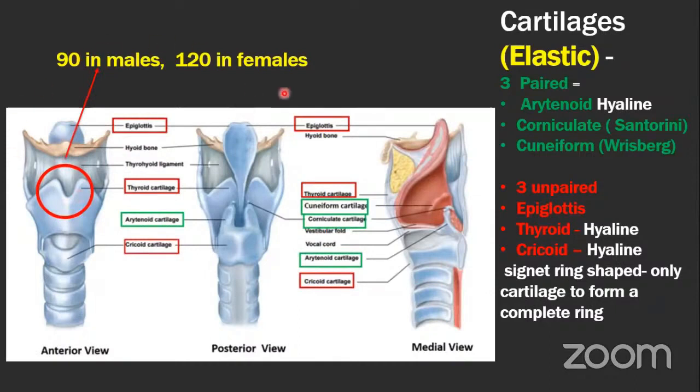Okay. So remember the paired and unpaired cartilages, and also they are elastic except thyroid, cricoid and part of arytenoid. And the thyroid cartilage is the first to start calcification in a figure of 8 pattern. Okay. It starts by 20 years of age and it is fully ossified by the 7th decade of life. And the angle formed is 90 degrees in male and 120 degrees in females.